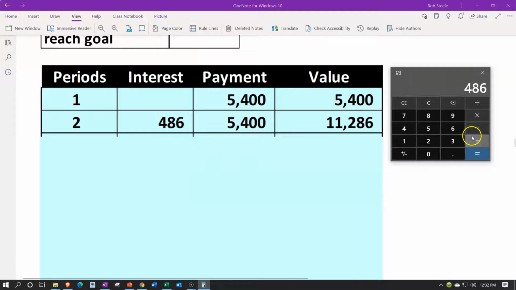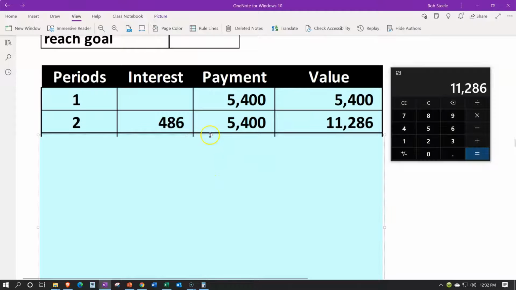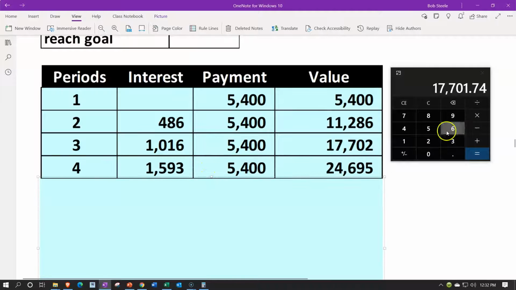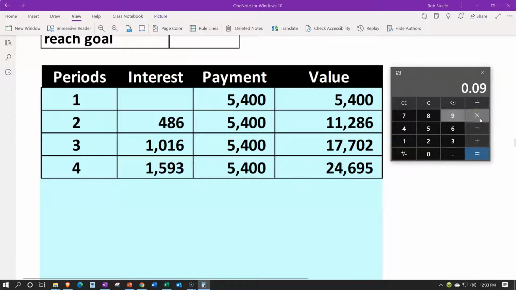And if I add that to the payment that we're going to put in payment 2, 5400, plus the prior payment we had last time, 5400, we're going to get the 11,260. If we take that 11,260 and multiply that, once again, times 0.09, we get the 1016 about. Adding the payment we're going to put in there, 5400, plus where we were at last time, the 11286, it grows to 17,702.